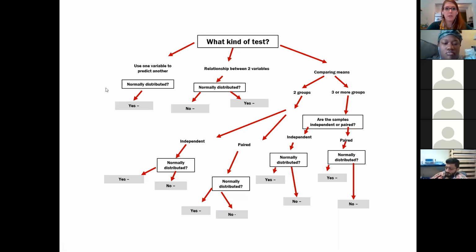So I've come up with this overview of all the different tests. I think it might look a little confusing at first glance, but I think you'll actually get it pretty easily. So this is what kind of test at the top here. If we want to use one variable to predict another, and the data is normally distributed, what test would we use to do this? So we want to predict one variable from the other, and it's normally distributed. What test?